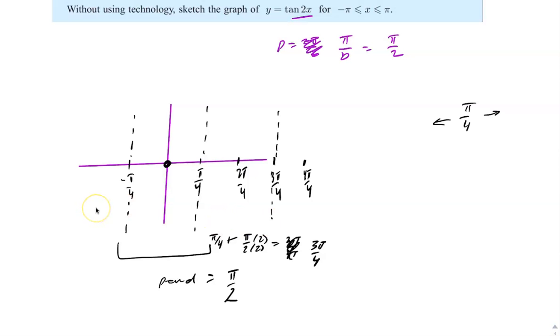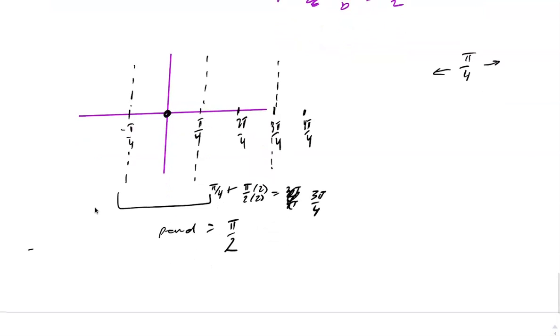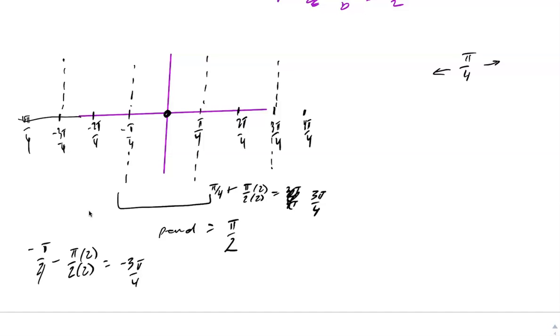We can do the same thing going backwards. We're at negative pi over 4. Then we subtract off the period, which is pi over 2, common denominator. And we get negative 3 pi over 4. So it's like negative 2 pi over 4, negative 3 pi over 4. If we're going all the way to negative pi, we get negative 4 pi over 4. This is where my asymptote should be. So yeah, now it looks like this.